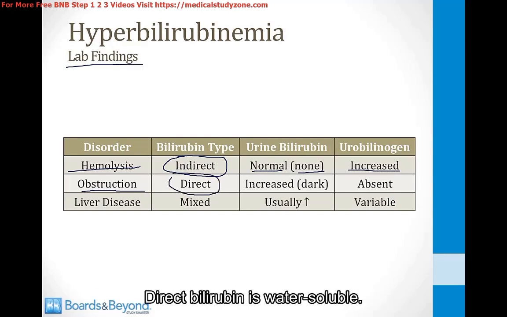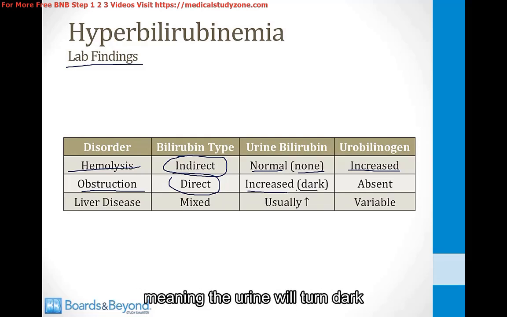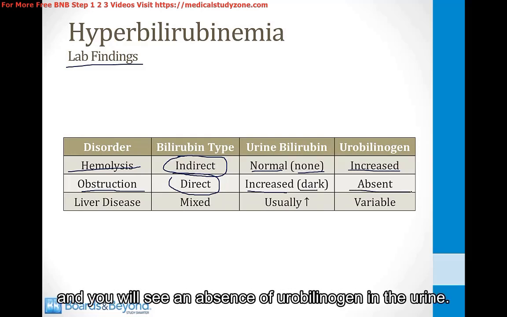When there is biliary obstruction, the hallmark is a rise in the direct bilirubin level. Direct bilirubin is water-soluble, so it will cross into the urine. You will see an increased level of urine bilirubin, meaning the urine will turn dark, and you will see an absence of urobilinogen in the urine.